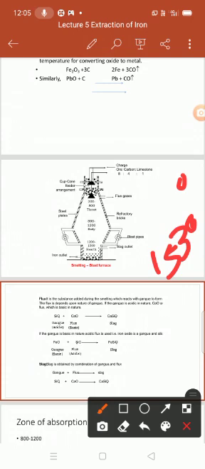All these are the reactions, construction and working of the blast furnace.